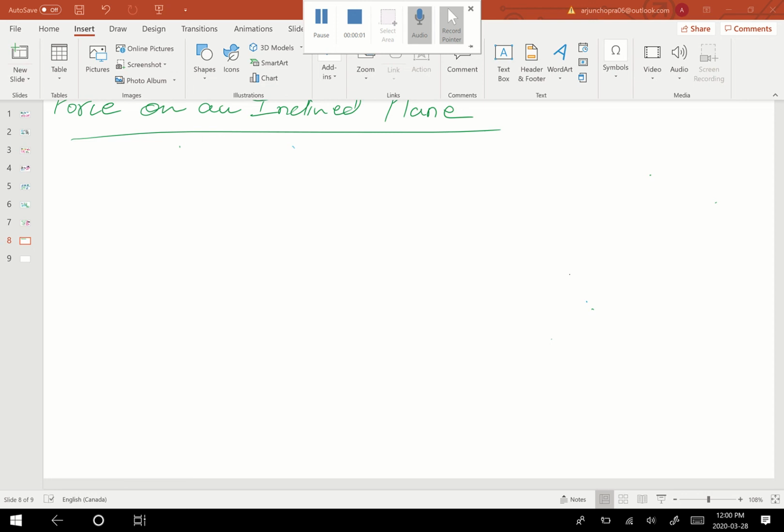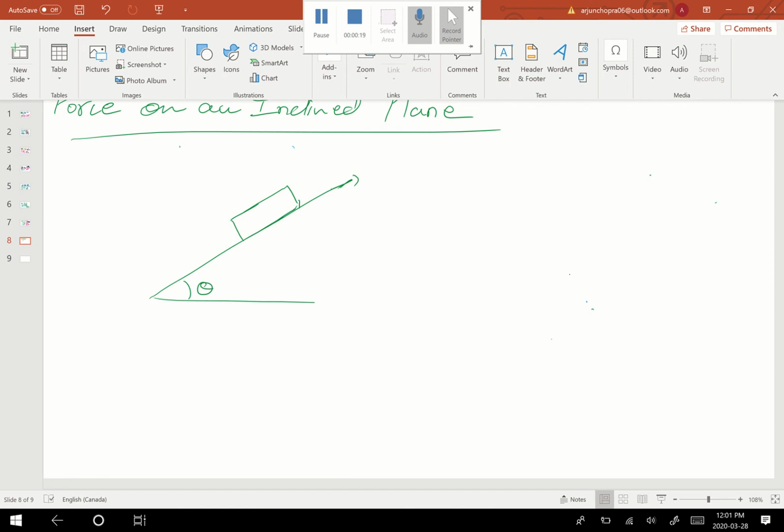Welcome back, friends. In today's class, we'll talk about the forces on an inclined plane. So let's start with an inclined plane. Let's say this is an inclined plane which is making an angle of theta with respect to the horizontal surface, and there is a block of mass m placed on this surface.